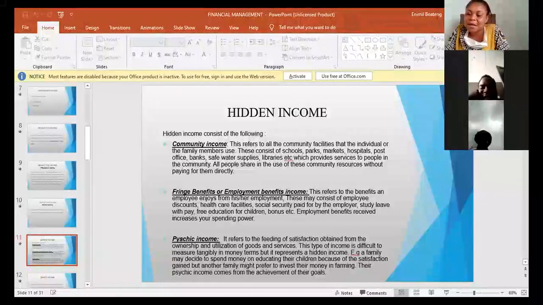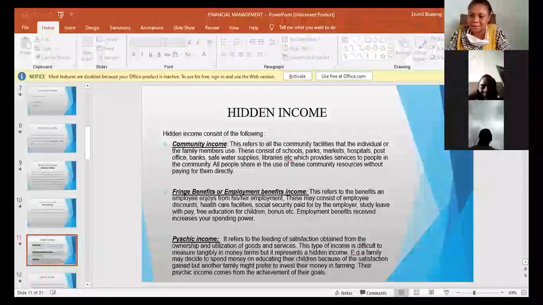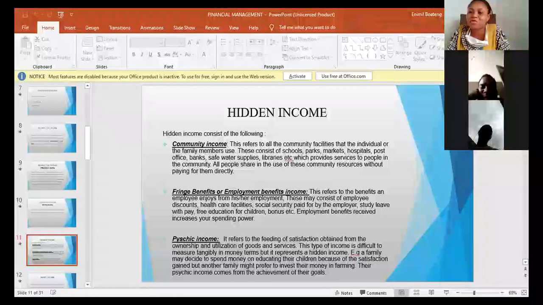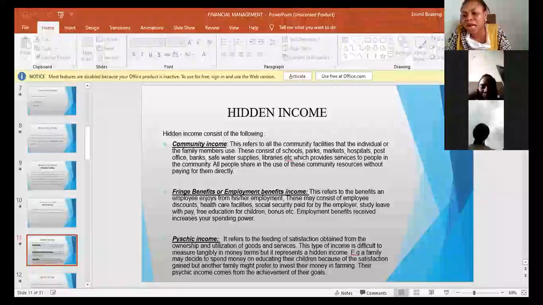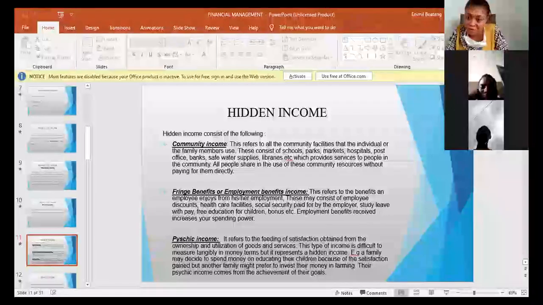You see, there are some workplaces too that there's a bus that is moving so that wherever you live, you have a point where you can join the bus free of charge to your workplace. That is also an example of a fringe benefit.